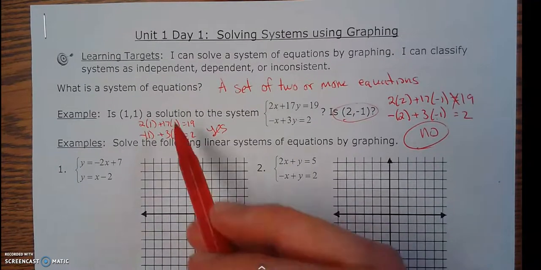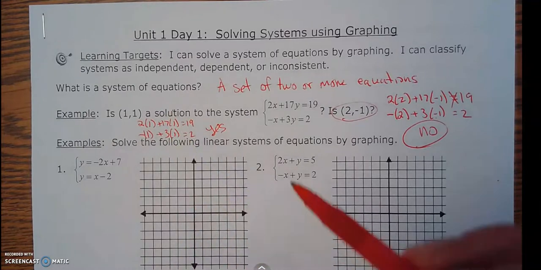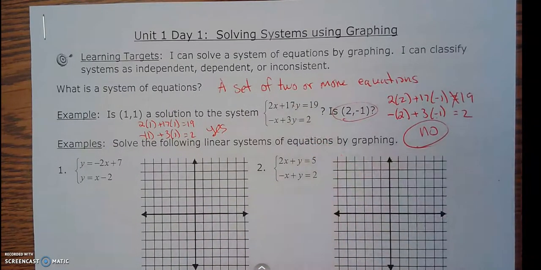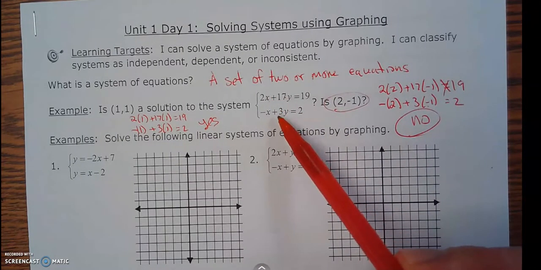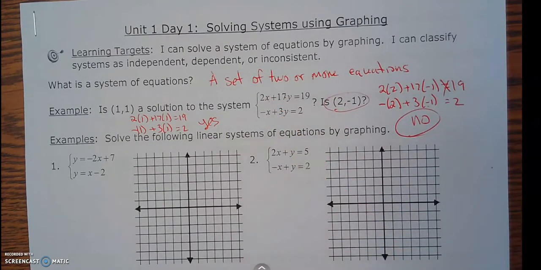Okay, so the idea of a solution is that when you plug it into the equations, it makes them both true. Now, these are both linear equations, so our options are we can have one solution, we could have no solutions, and we could actually have infinitely many solutions. So this is one of those that has just one solution.